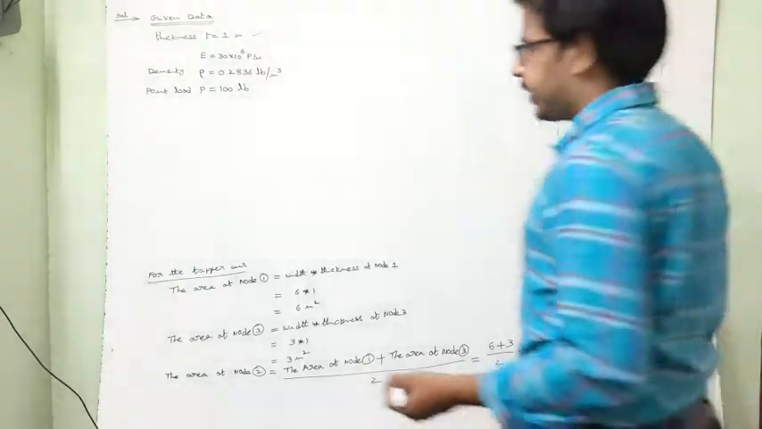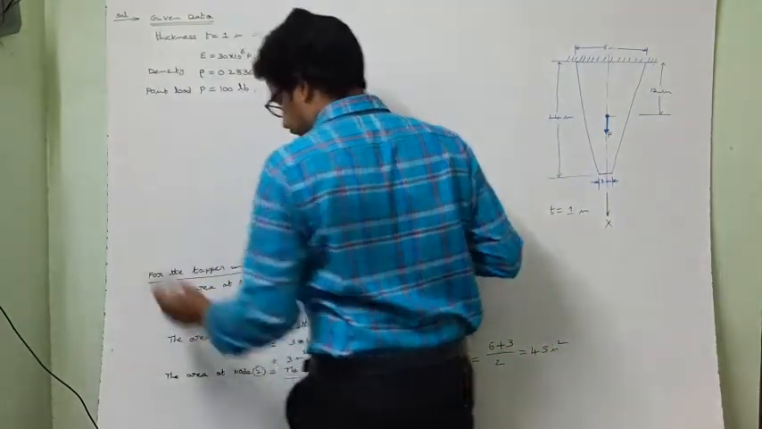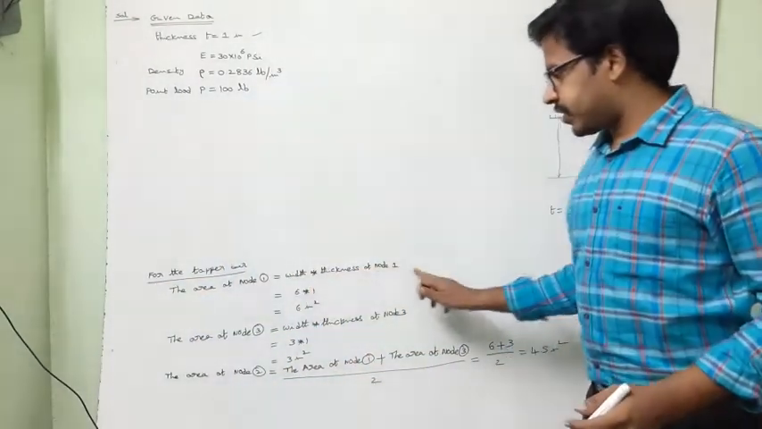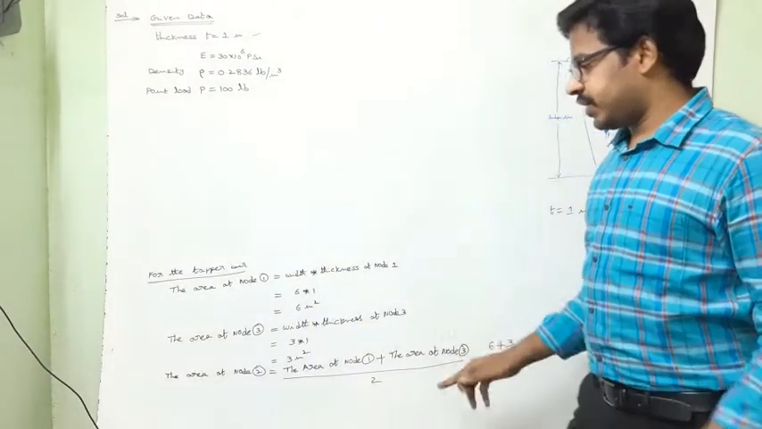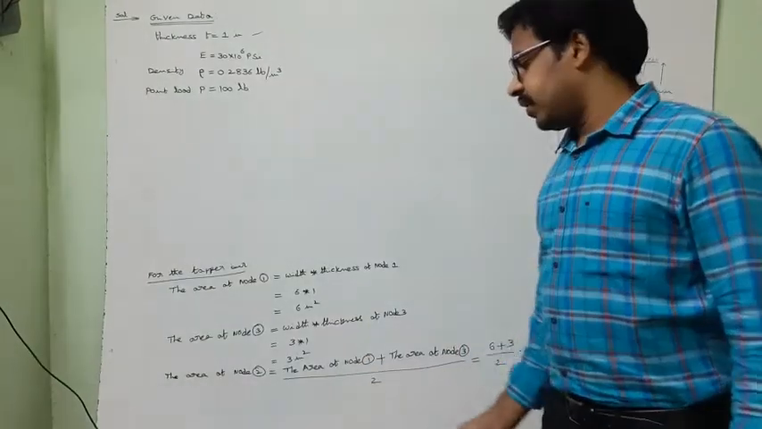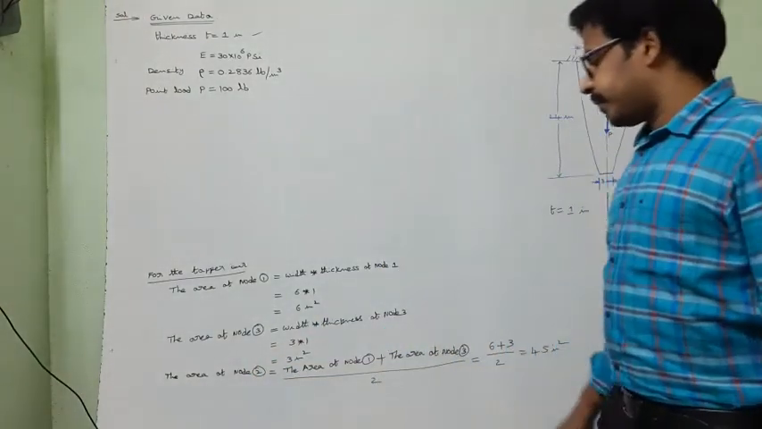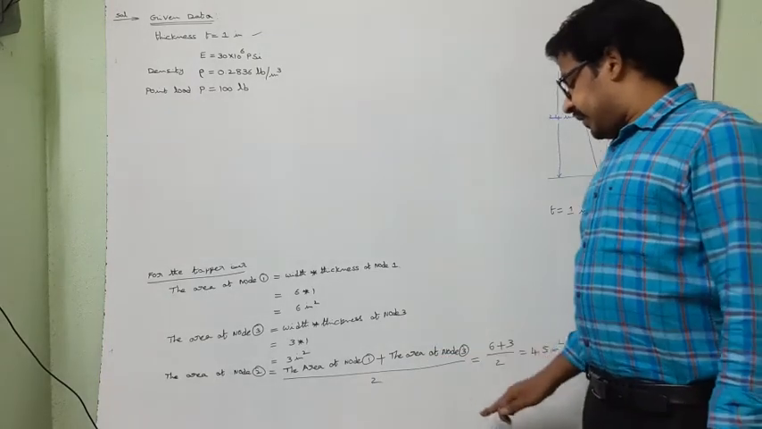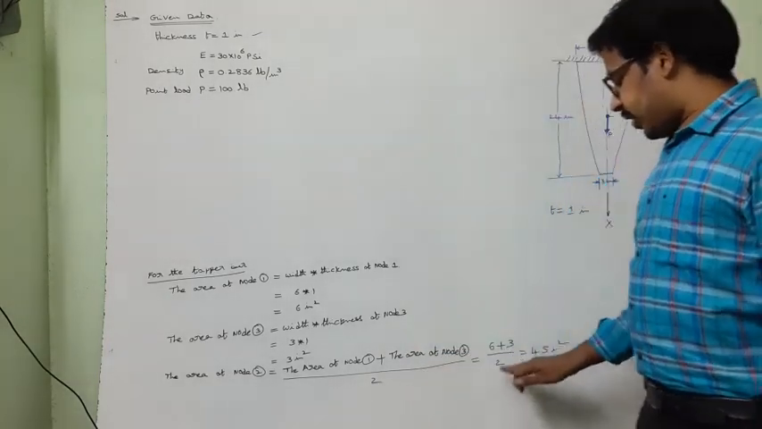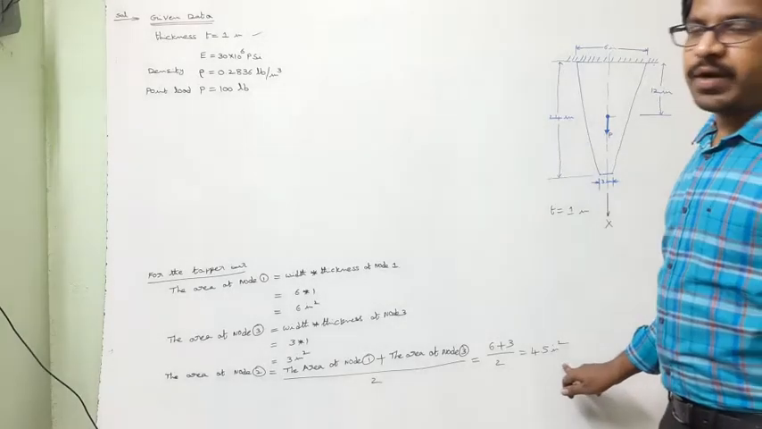Next, for the stepped bar, this is the taper bar section. Area at node 1 is 6 inches square, area at node 3 is 3 inches square. So the area at node 2 is the average of the area at node 1 plus area at node 3, whole divided by 2. That means 6 plus 3 by 2 is equal to 4.5 inches square.